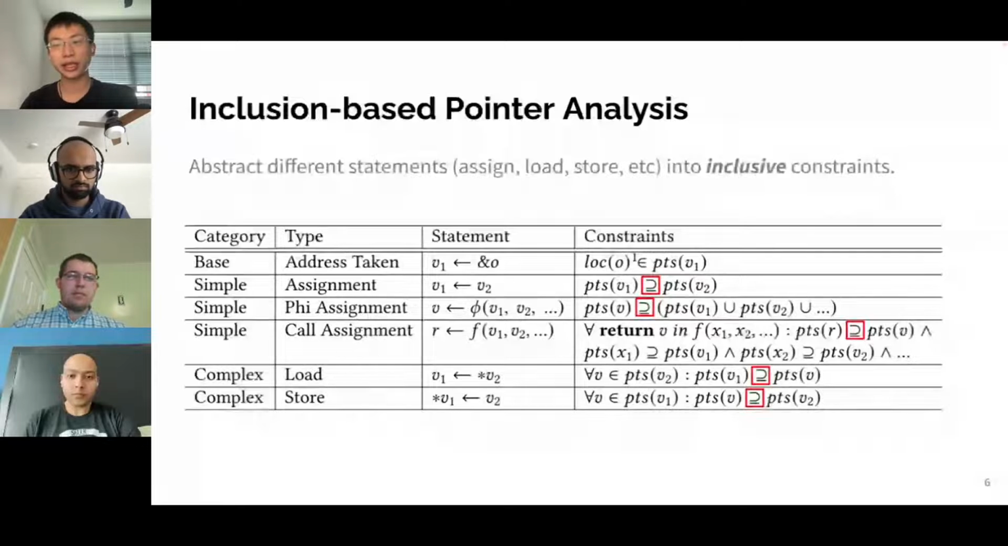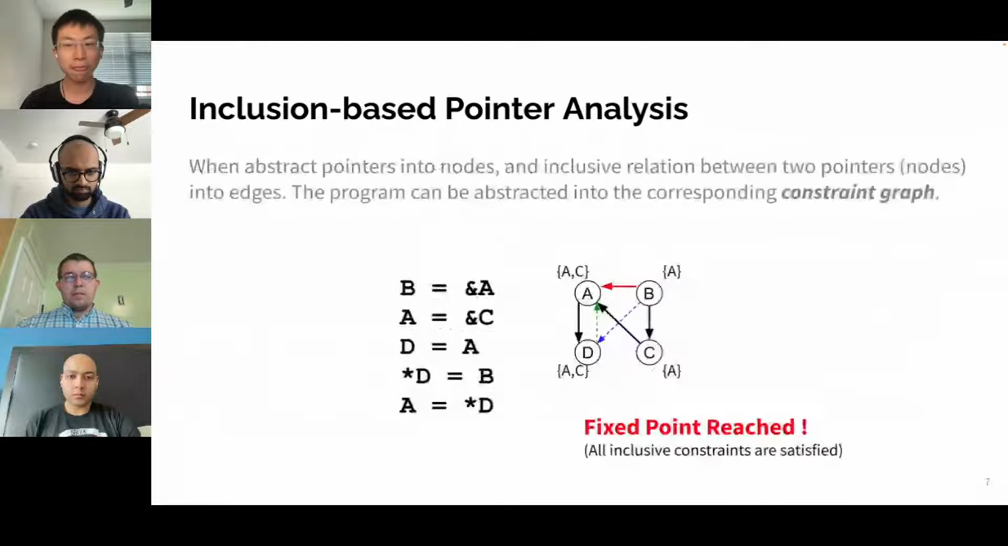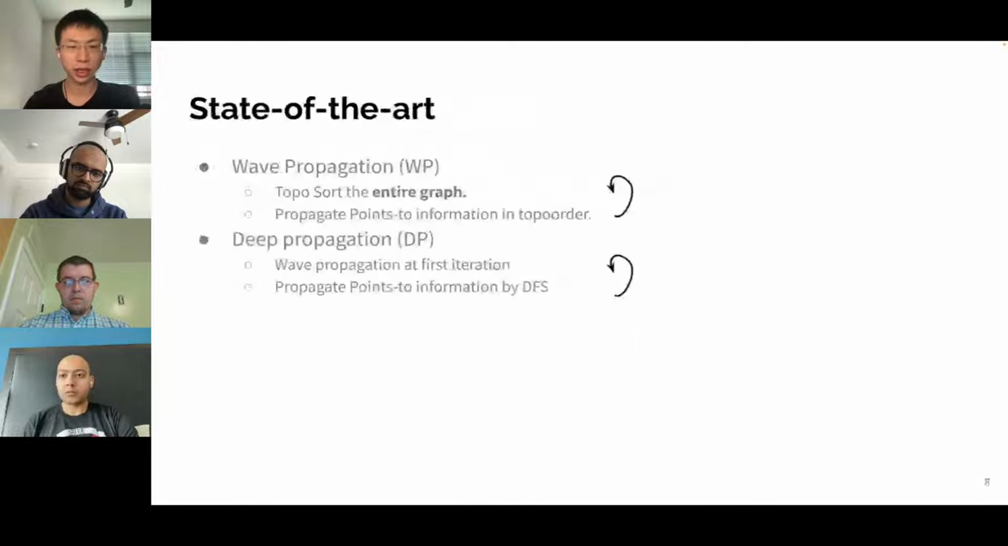As its name suggests, inclusion-based pointer analysis computes the points-to information by abstracting different statements into inclusion constraints, as shown in this table. Then the problem can be abstracted into a constraint graph, with each node representing a pointer and each edge representing an inclusion constraint. The result is then computed by finding the minimal fixed point such that all the constraints are satisfied.